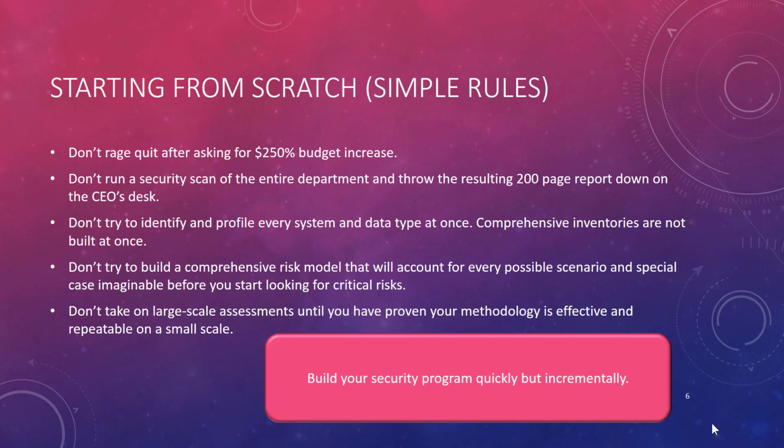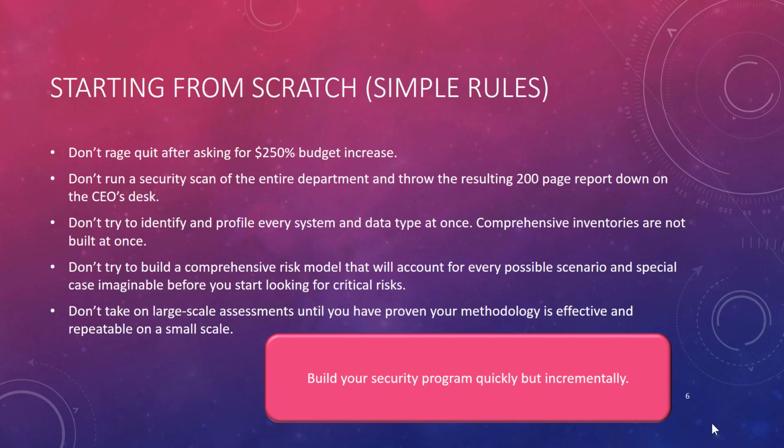Now some simple rules, all based on real-life experiences. Don't rage quit after you ask for a 250% budget increase. It's going to come over time, and it comes by building small wins for your customers. Don't run security scans on your entire department and then give the work to your CEO. This is called monkey management. If your boss is smart, he will not feed your monkey, which is that 200-page report. He will give that monkey back to you and ask you never to do it again.